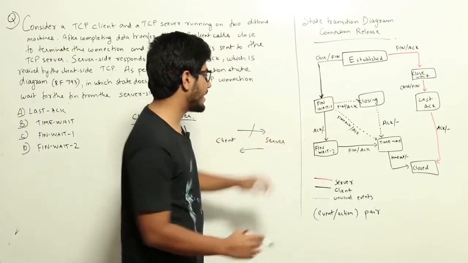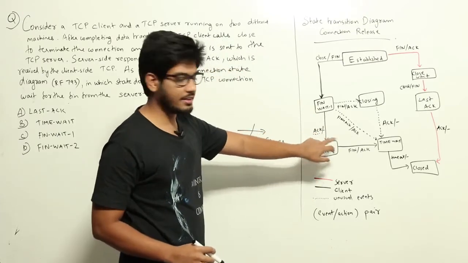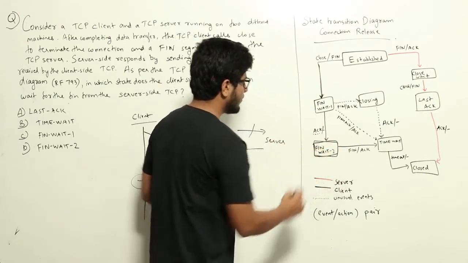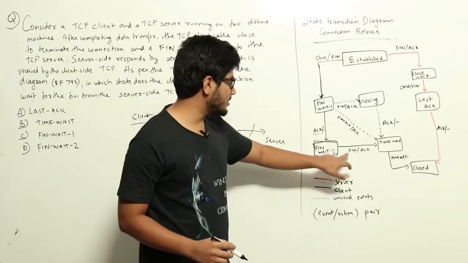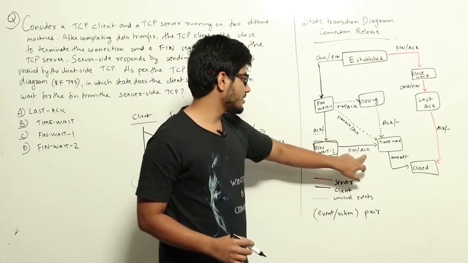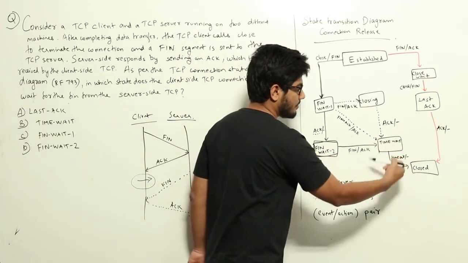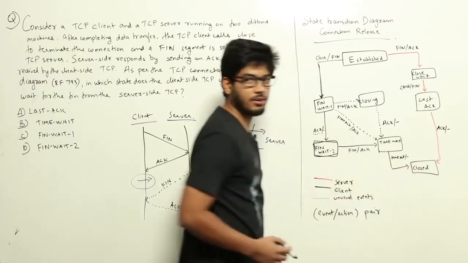So the client received an ACK, which is the event, and the client is not sending back anything, which is FIN_WAIT_2. Now, what we want is that the server needs to send a FIN, so the client should receive a FIN. After that, the client will send an ACK, and it will go to TIME_WAIT state. After a few seconds of timeout, it will go to the closed state.